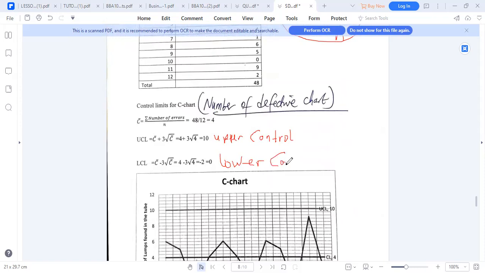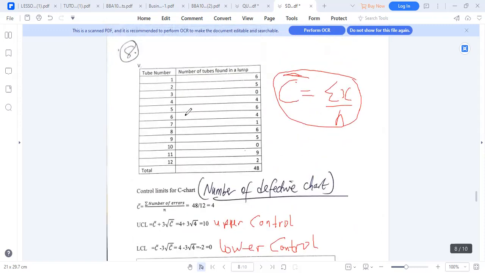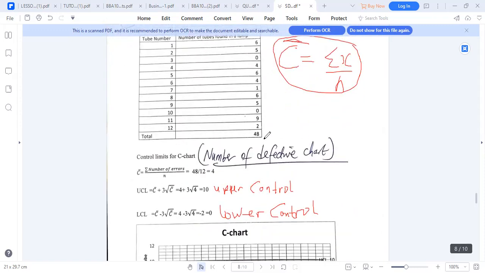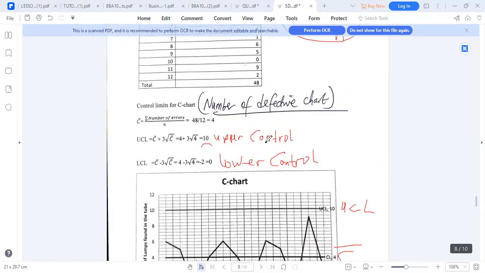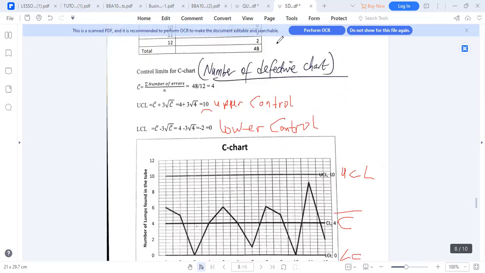So the process is in control when all the data points are within the upper and lower control limits. Here there is a 10 and a 0. So 0 is the lower control limit. This is our X bar, the center line, and then our upper control limit. So within here, you're between the upper and lower control limits, so the process is in control.